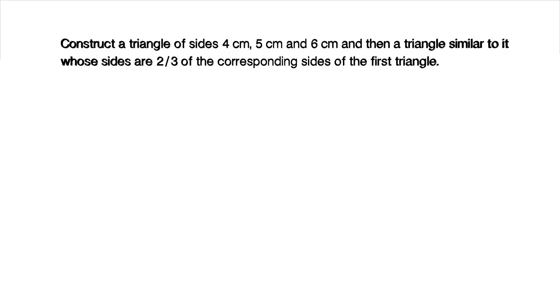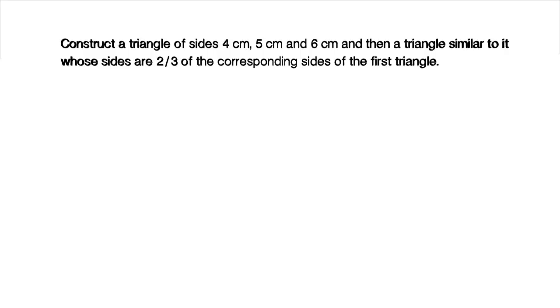When we come to ratios, we will have two kinds of ratio. One is a ratio greater than 1 and the other one is a ratio less than 1. There are different steps of construction for these two kinds of ratios. Here we have been given 2 by 3 where the numerator is smaller than the denominator. If the numerator is smaller than the denominator, then obviously it is a ratio less than 1. So now we will learn the different steps to draw the similar triangle when the ratio is of the less than type.